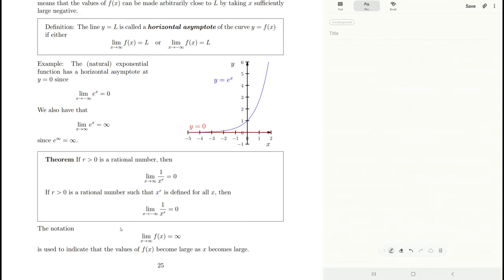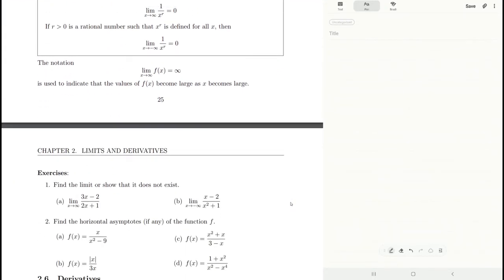Now we use the notation the limit of f of x as x goes to infinity equals infinity to indicate that the values of the function become large as x becomes large. So now let's have a look at some examples of calculating limits at infinity. For the first example, we have the limit of 3x minus 2 over 2x plus 1 as x goes to infinity.